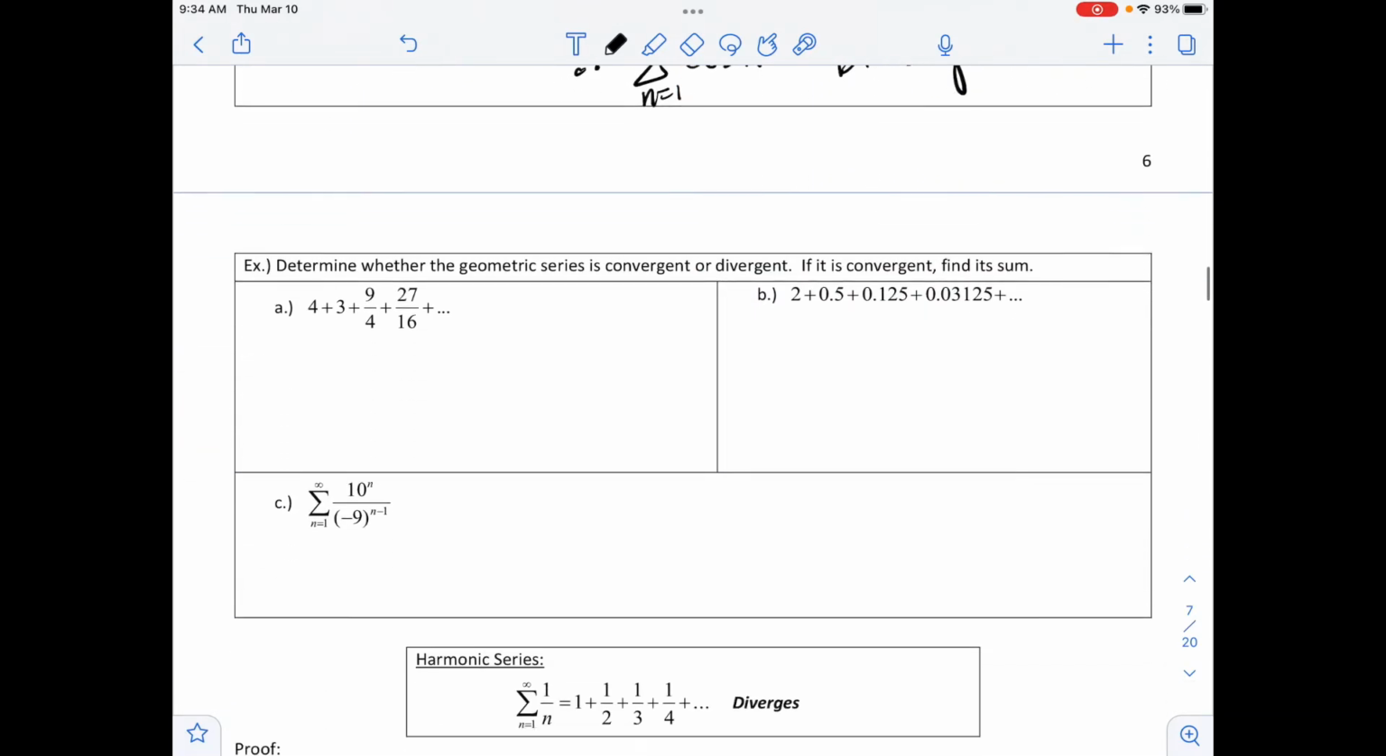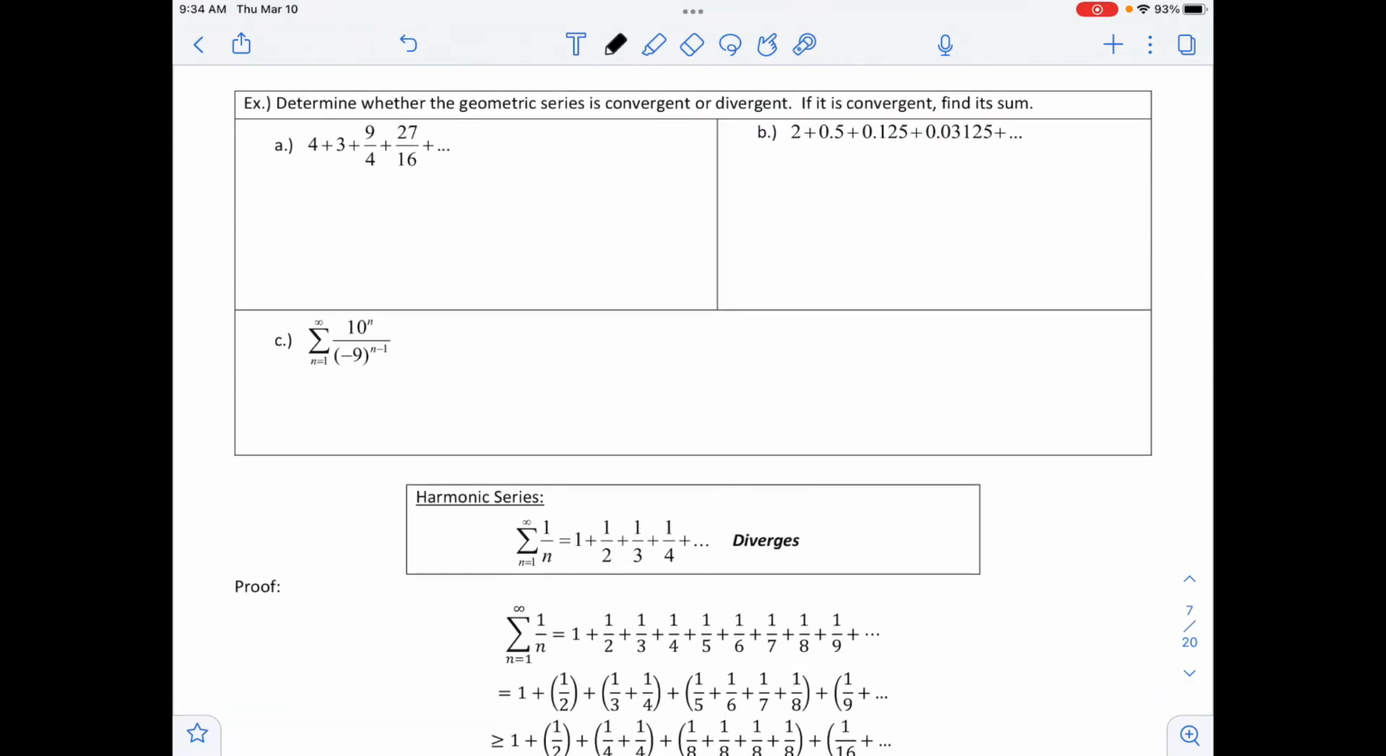The example on the next page says determine whether the geometric series is convergent or divergent. If it's convergent, then find its sum. First off, it tells us that it's a geometric series. So we had some formulas from before that we can talk about.